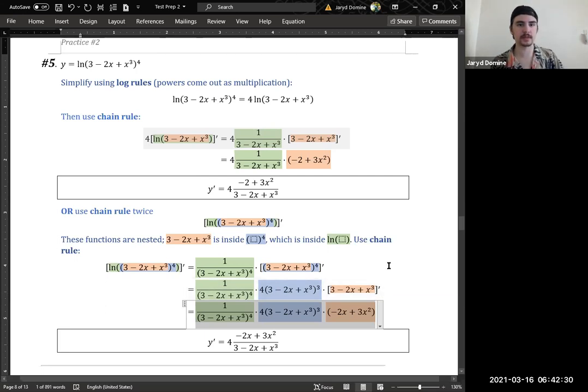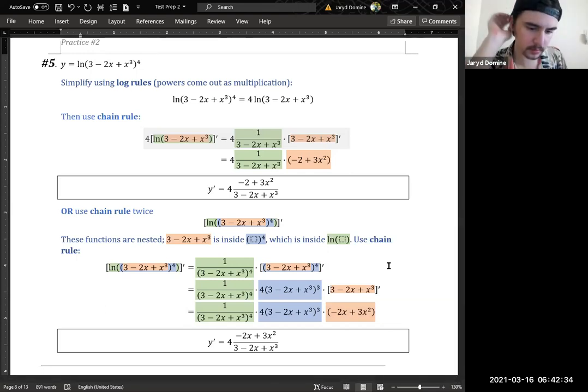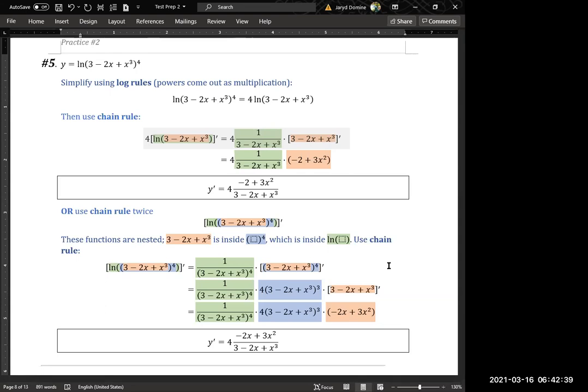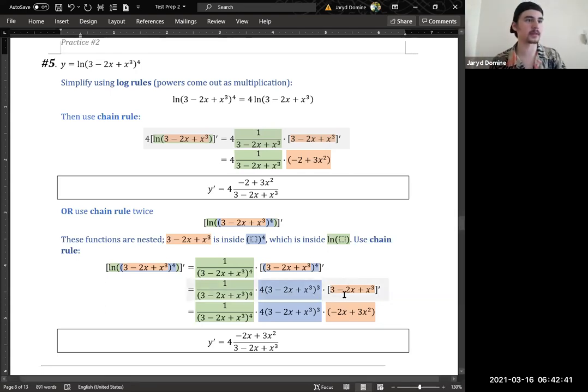All right, so any questions about this one? On the second chain rule, isn't it supposed to be minus 2 plus 3x squared? When you do the second chain rule. Oh yeah, I messed that up. Thank you.